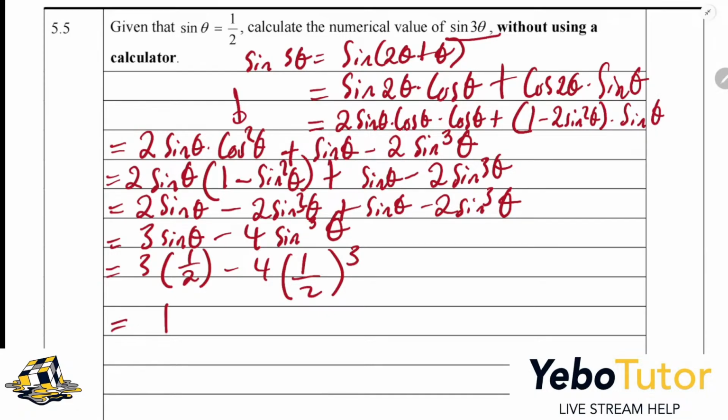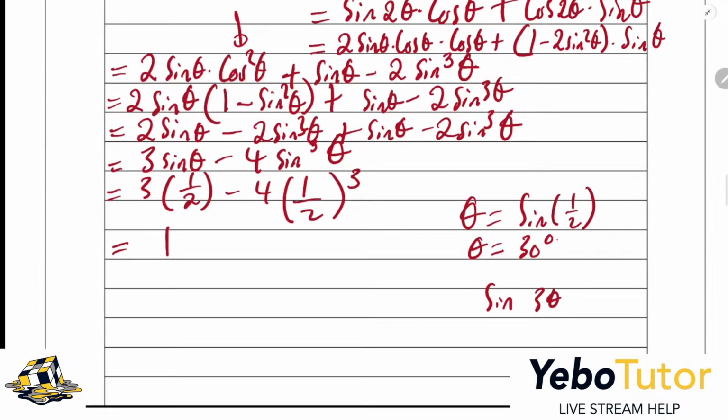And this is just the same as 1. Alternatively, you could have just calculated the angle theta. Theta is just equal to arc sine of 1/2, so theta is just equal to 30 degrees. So now sine of 3 theta will just be equal to sine of 3 times 30 degrees. 3 times 30 is 90, so that will be sine of 90, and sine of 90 is just equal to 1. So you could have used the hard way or the easier way. Both styles were going to work.